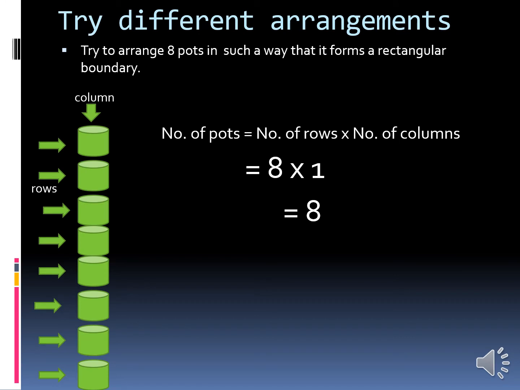Let's learn another way of finding the factors of a number. So try different arrangements. Try to arrange 8 pots in such a way that it forms a rectangular boundary. Number of rows multiplied by number of columns will give you number of pots. So here we have 8 rows and 1 column. So number of rows 8 multiplied by number of columns 1. 8 1s are 8. So there are 8 pots and we can arrange it in 1 column and 8 rows. So this is the first arrangement that you can do.